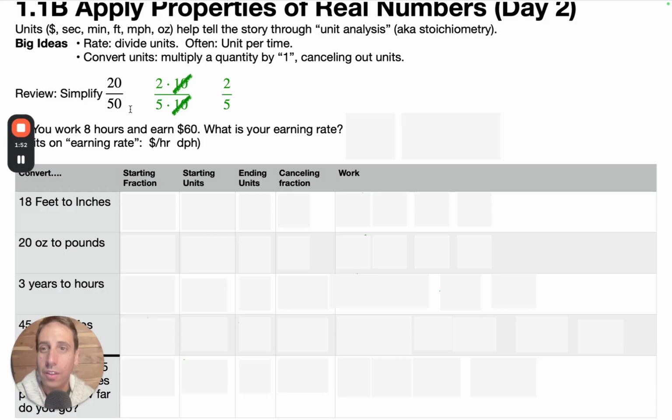You work 8 hours and earn $60. What's your earning rate? Remember, to find the rate, we have to divide something by time. In this case, it's going to be the dollars divided by the number of hours. So it looks like this, $60 per 8 hours.